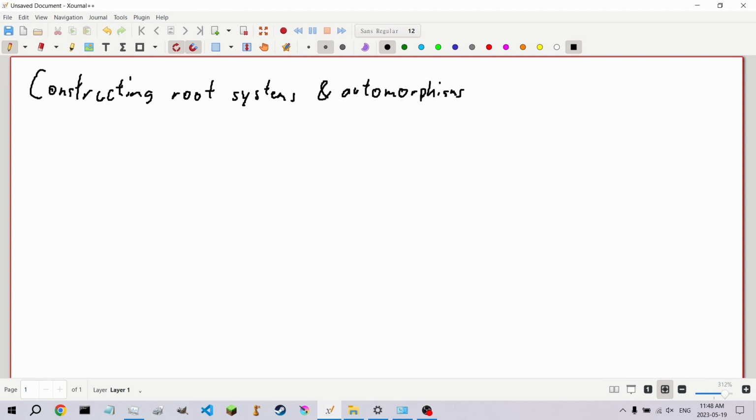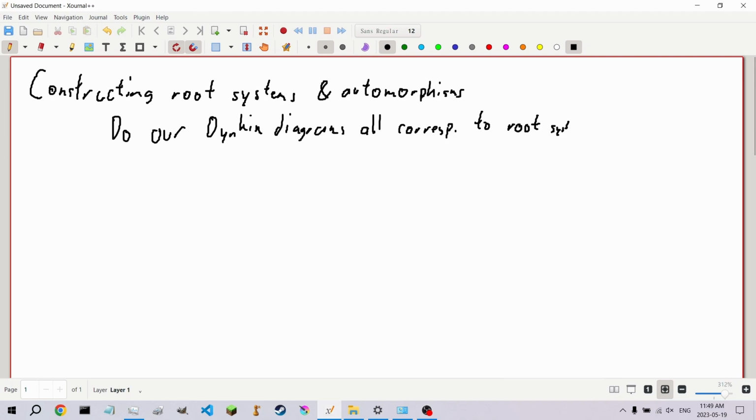So we know all of the possible connected Dynkin diagrams of irreducible root systems. But we need to actually make sure that they all belong to a root system. So I'll write down: do our Dynkin diagrams all correspond to root systems? And we'll also be looking at the automorphism group of a root system.